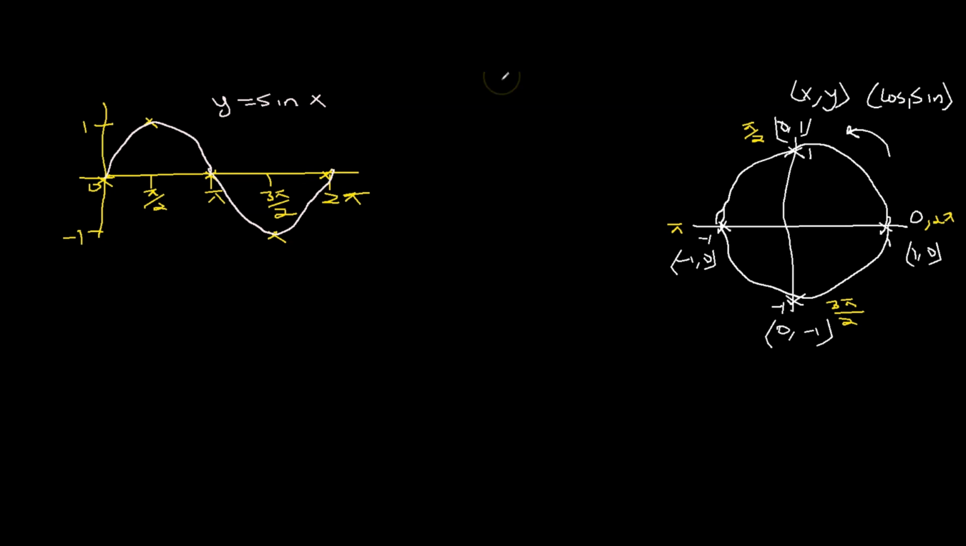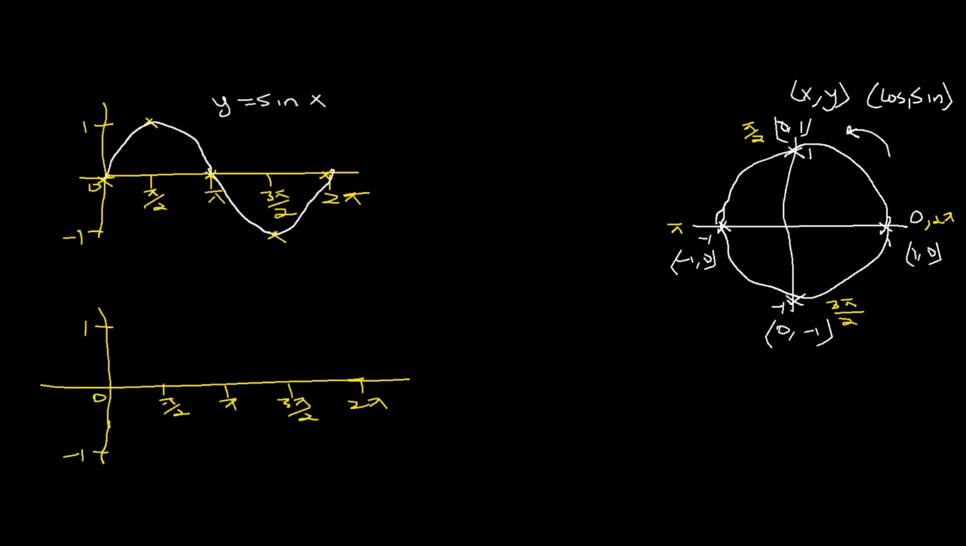Now let's go ahead and try to draw the cosine graph. And we're going to follow the same technique right here. So we're going to have 0 here. Then we have pi over 2. We have pi. We have 3 pi over 2. And then we have 2 pi. The maximum value of cosine is going to be 1. The minimum value is always going to be -1.